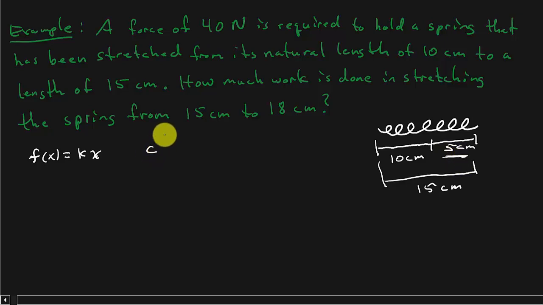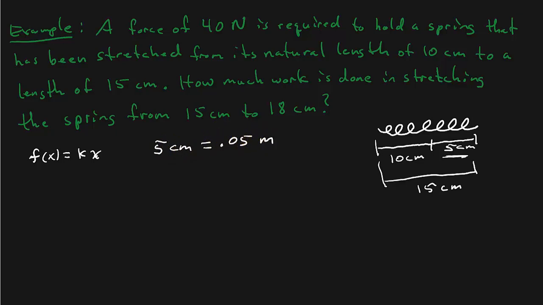And we know that 5 centimeters is equal to 0.05 meters. Because if you remember at the first, when we're in the metric system, our force is in newtons and our distance is in meters. So we have to convert the 5 centimeters to meters.